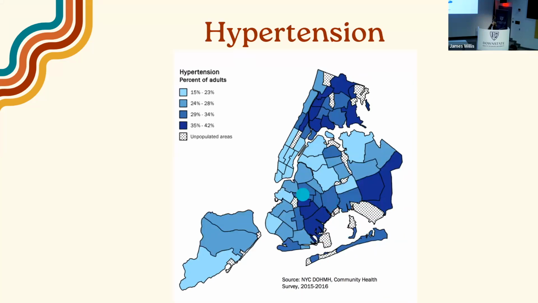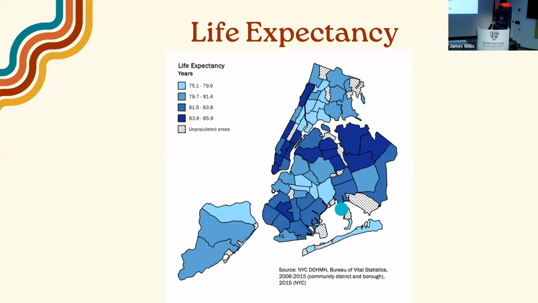Hypertension, again, heavily concentrated in our redlined neighborhoods. And life expectancy also dramatically differs between neighborhoods. We see in our redlined neighborhoods over here a much lower life expectancy than some of the non-redlined neighborhoods.